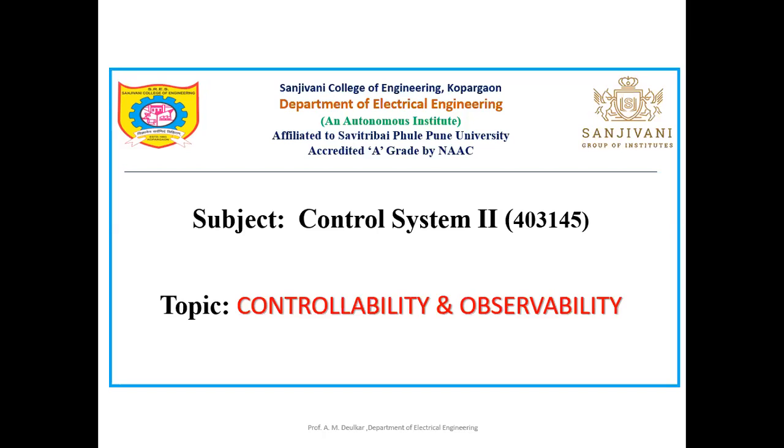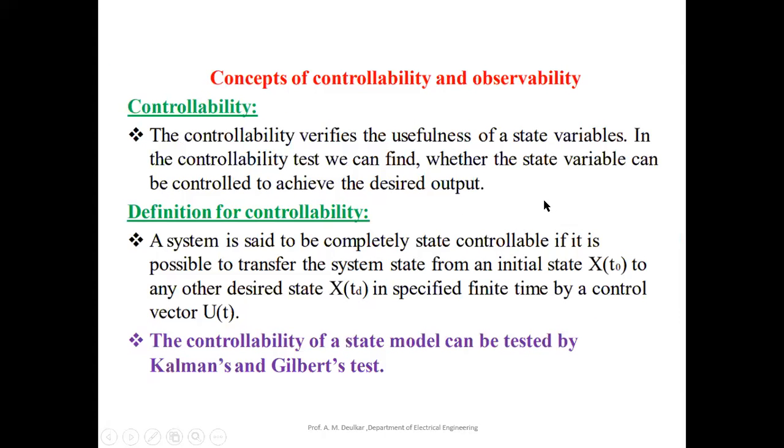In this lecture, we are going to discuss controllability and observability. We'll see the concept of controllability. Controllability verifies the usefulness of state variables. In the controllability test, we can find whether the state variable can be controlled to achieve the desired output or not. From the term itself, you might get the idea that the ability to control is what we call controllability. And what we are trying to control here is the state variables. So we'll see the definition of controllability.